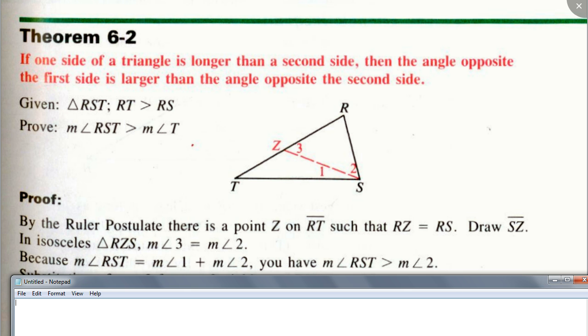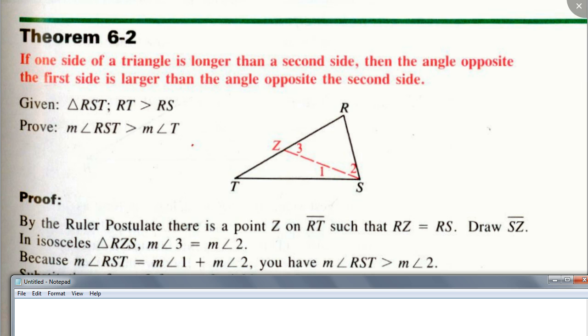Wait, this is not an indirect proof. Are we done? Is that what we wanted to prove? No. We're done with indirect proofs? You could still use it, but this time I'm just doing it directly. There'll be times where we use indirect proof. All right. So are we okay with this so far?